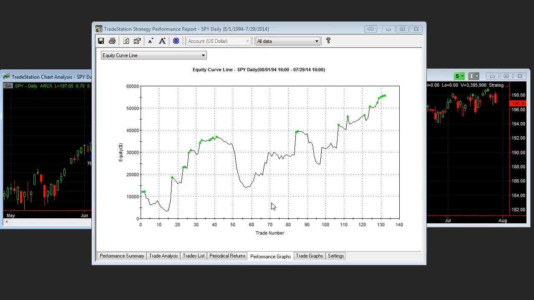And I hope that helps a little bit and gives you some ideas for trading more bionically and backtesting and coming up with filters and ways to improve your results.